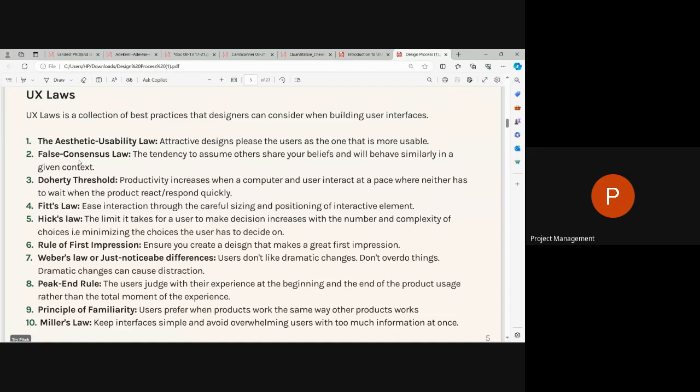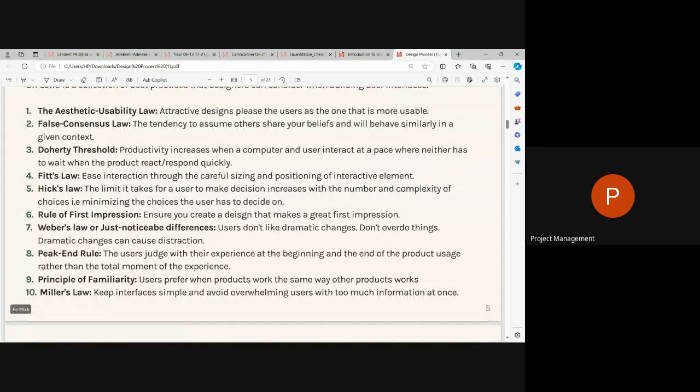We as users, I know, we as human beings, we don't like when we have to think and think. You have to take so many decisions. So you have to limit the decisions that your user takes. So you have to limit their number of choices, minimize the choices. Those are things that your user has to decide on.